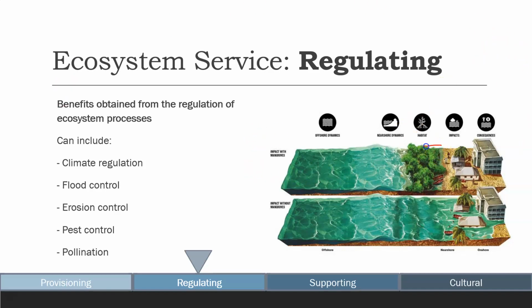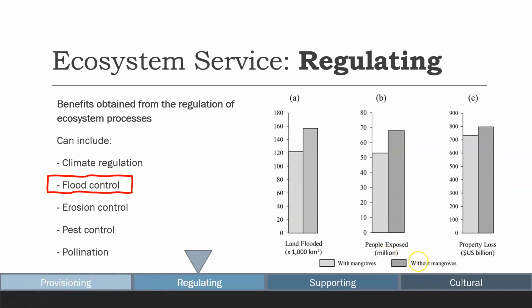A popular one is mangroves, and using mangroves as flood control. You can see the difference when a storm rolls in and there's a mangrove right here. It prevents the water from getting up to the houses, and without it, all those waves just roll directly over. So with mangroves and without, the land flooded is less, people are less exposed to the water, and there's much less property loss. And this is an important service that we can get from the ecosystem.